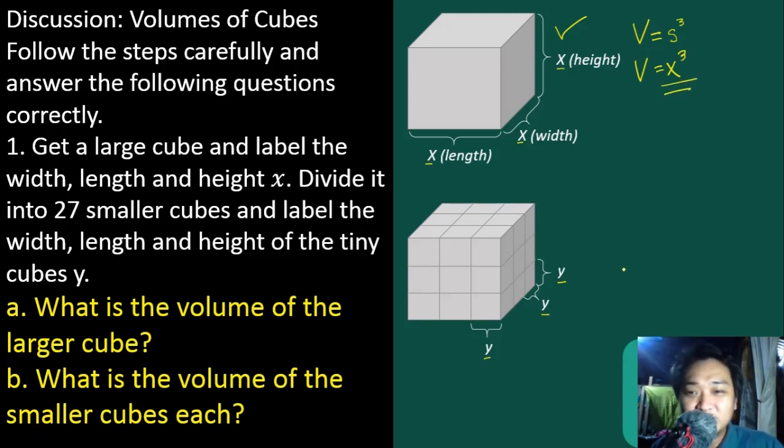Now, what will be the volume of the smaller cubes? If the volume can be expressed as side cubed, the volume of the smaller cubes, yung maliliit, will be y cubed. Okay.